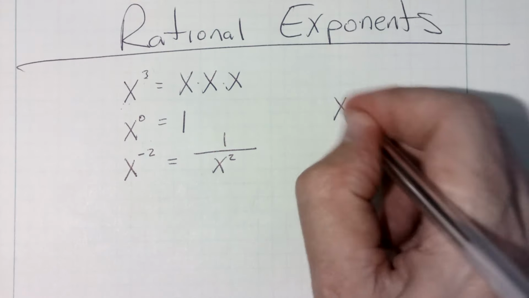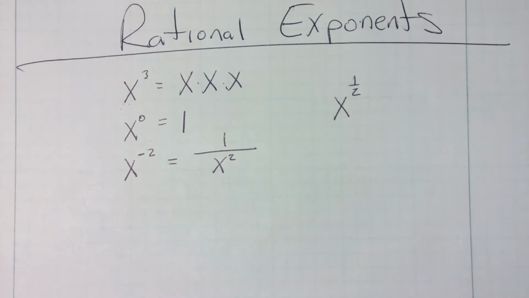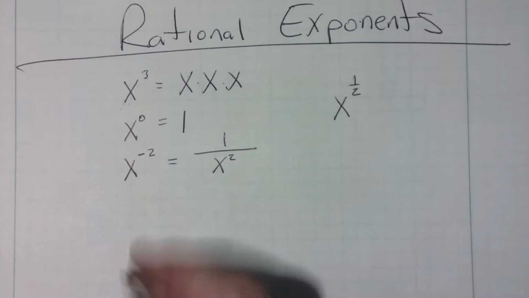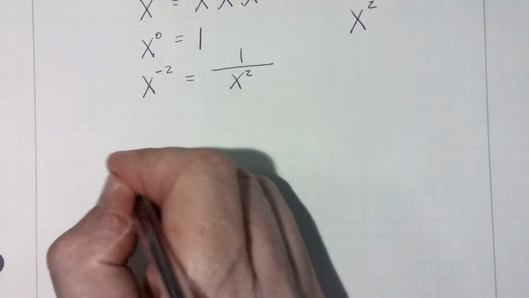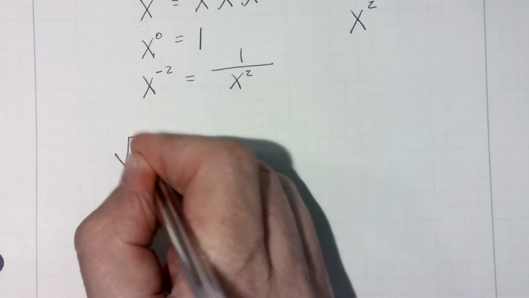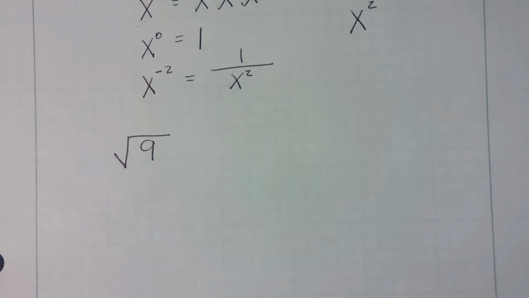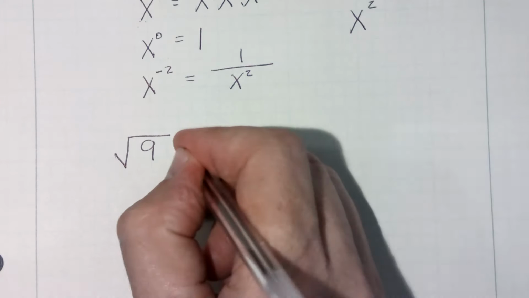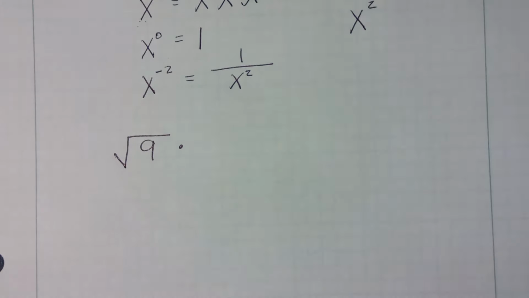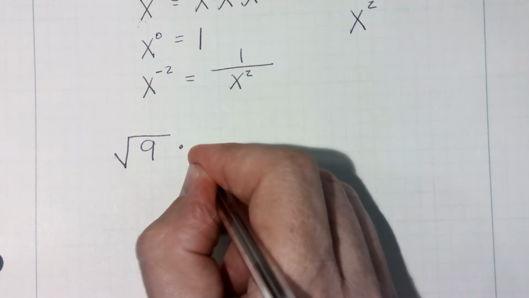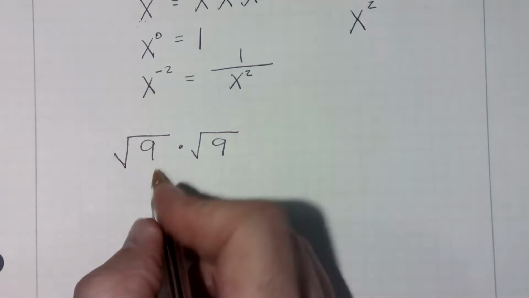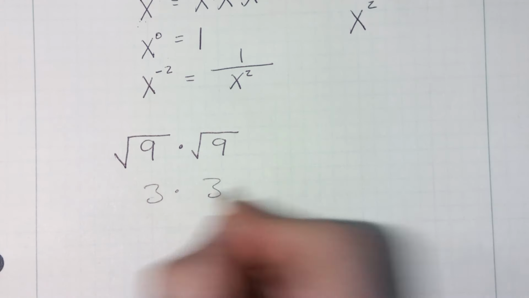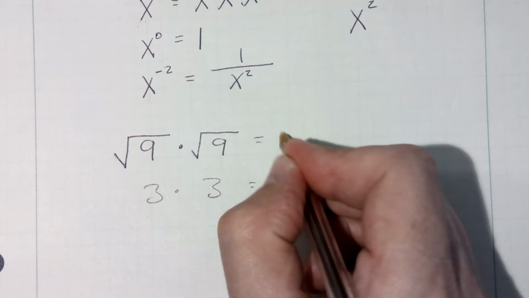If I gave you x to the 1/2 power, it's not a negative and it's not an integer. Let's first lead into this by doing a simple square root. If I ask you what the square root of 9 is, that's 3. If I ask you what the square root of 9 is again, that's going to be 3. So 3 times 3 is equal to 9.